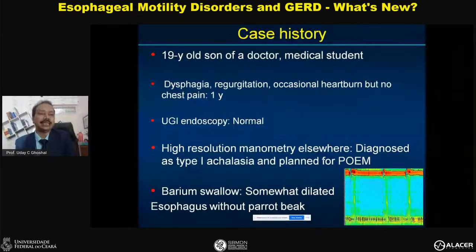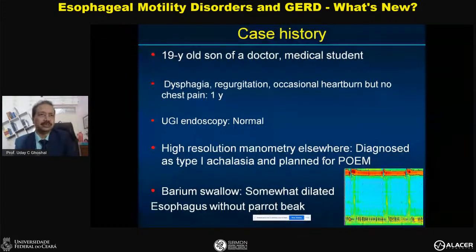This is a 19-year-old son of a doctor. He himself is a medical student. Now, this fellow started having dysphagia, regurgitation, and occasional heartburn, but no chest pain, for 1 year. So he had dysphagia as a symptom, he had regurgitation, and he had occasional heartburn.